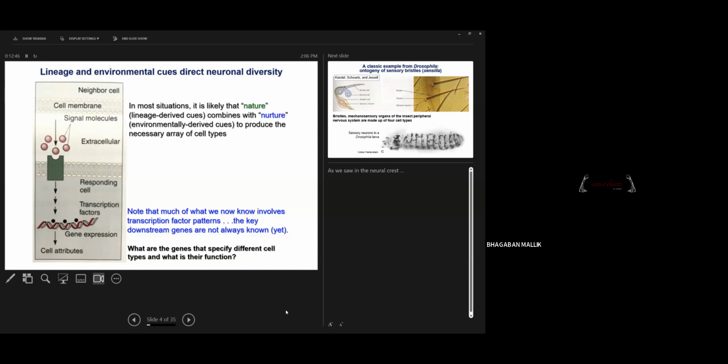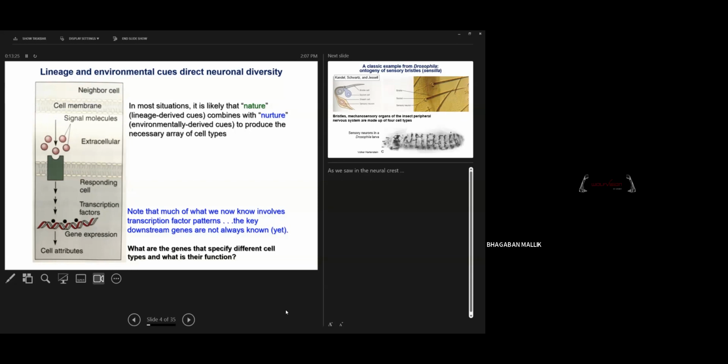Here this is a neighboring cell, and this is the cell membrane of the cell. Then this is the extracellular matrix, outside the cells. The neighboring cell secretes a signal molecule. It binds to the receptor, and the receptor responds to this signal and generates a cascade of events. The signaling cascade ultimately forms the transcription factor, which binds to the gene and transcribes the specific gene required to differentiate specific cell types. You have different varieties of cells like pyramidal neurons, which have different transcription factors. You have Purkinje cells, with different transcription factors.